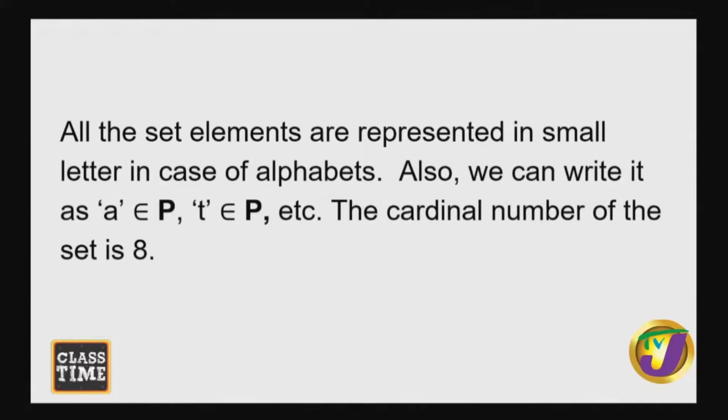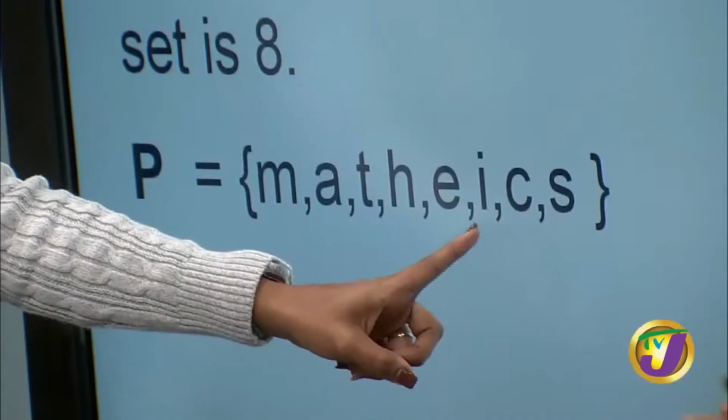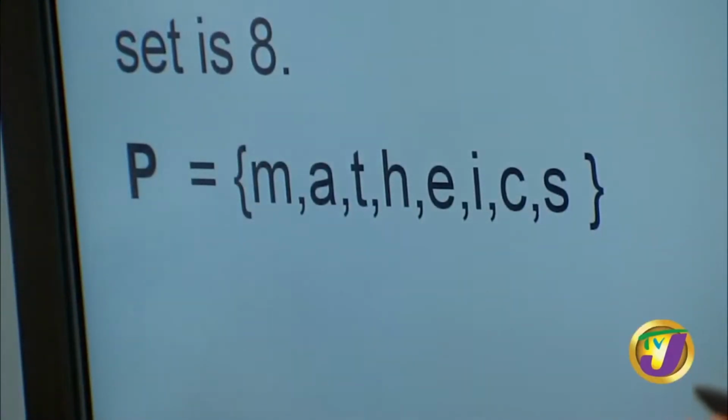Yes. So what were you saying now? A is an element of P. T is also an element of P, and we could definitely talk about all the elements in that set. All right, and we did look at the cardinal number of the set P, which was 8. So it has 8 elements or members. Yes, and here we have brought it back up for those who are not sure how we arrived at the 8. So M 1, A 2, T 3, H 4, E 5, I 6, C 7, and S would be 8.